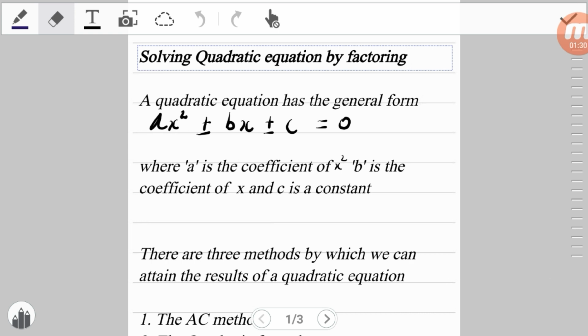All right, so here we go. You should be very familiar with what a quadratic expression looks like, and it generally takes the form ax squared plus or minus bx plus or minus c. By extension, if it's an equation, then it must be equal to 0. So this is the general form. Now, we have already established that a, b, and c are constants, where a is the coefficient of x squared, b is the coefficient of x, and c is, of course, the constant.